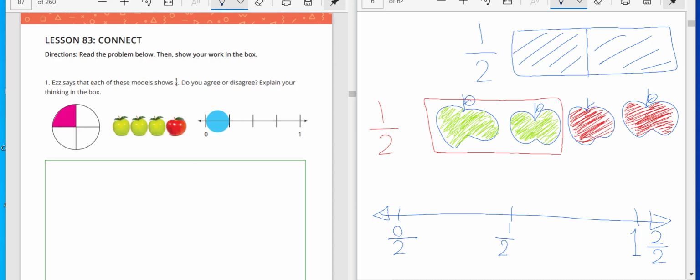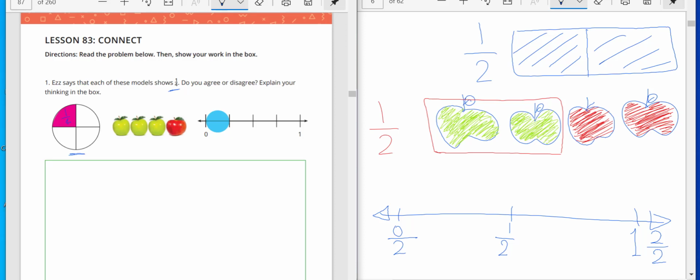Okay, open your book, page number 78. Read the problem below, then show your work in the box. Number 1, Asa says that each of these models shows fourths. Do you agree or disagree? Explain your thinking in the box. The first one is a fraction model. Divided the circle into 4 equal parts. Each part is called a fourth. So this fraction model represents fourths.